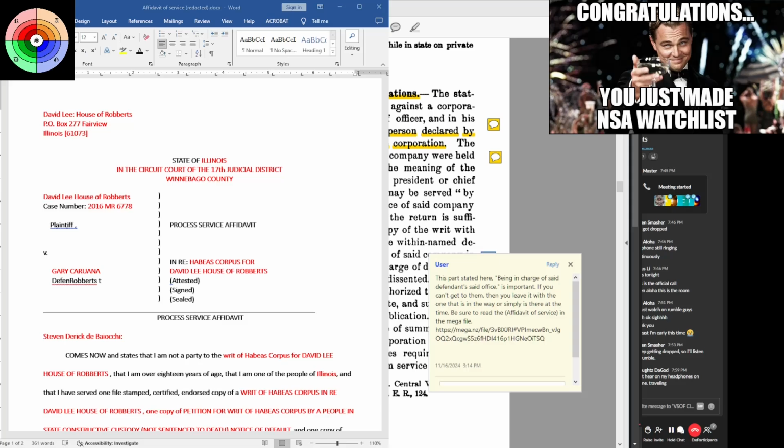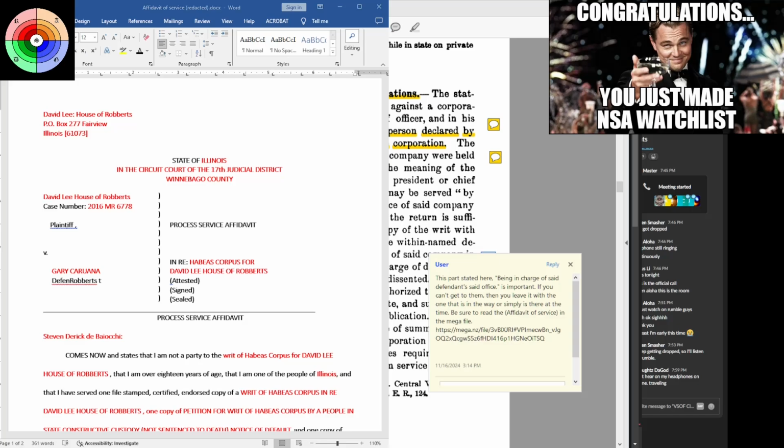So I have here David Lee, House of Roberts, P.O. Box, whatever, Illinois, such and so forth. State of Illinois in the circuit, and this is where you're heading for your court. The court that you're going to file this affidavit into. So this process service affidavit has with it a court heading. If, say, you don't have a case going or you don't even know what court you're going to file it in, just delete this whole section of the court heading. You don't need any of this if you don't know where you're going to file it yet, okay?